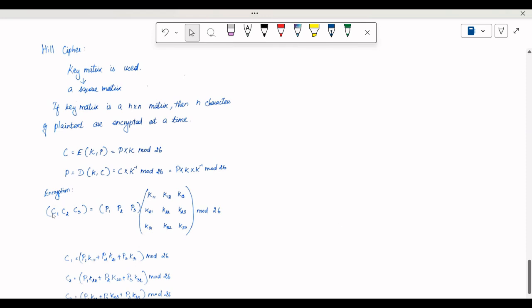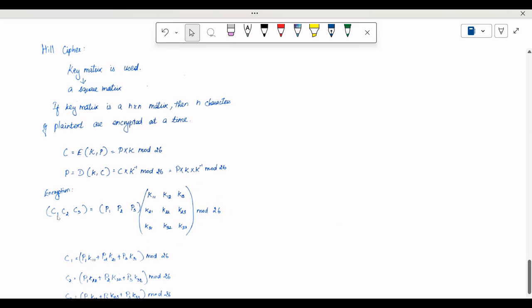So here we are considering three characters, encrypting three plain text characters at a particular point of time. So we are going for a 3 by 3 key matrix. So three ciphertext characters are generated. So how is it generated? P1, P2, P3 plain text characters cross the 3 by 3 key matrix mod 26.